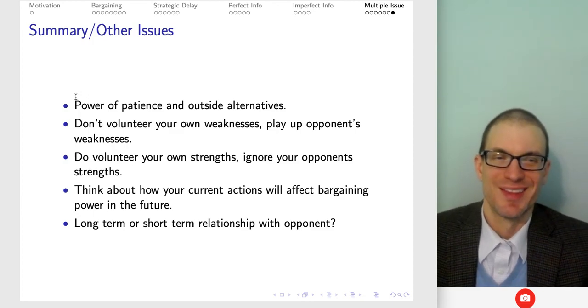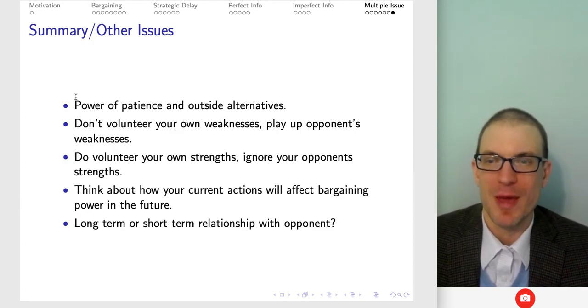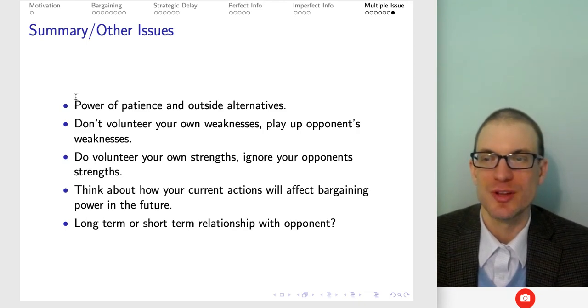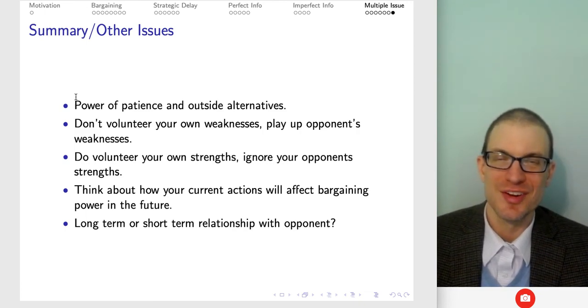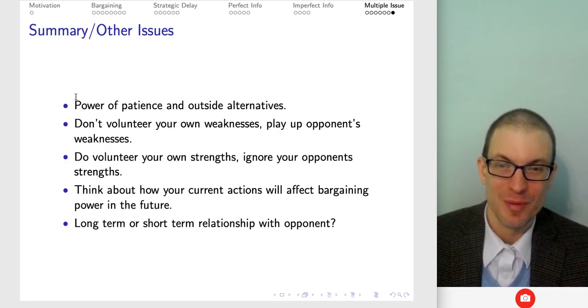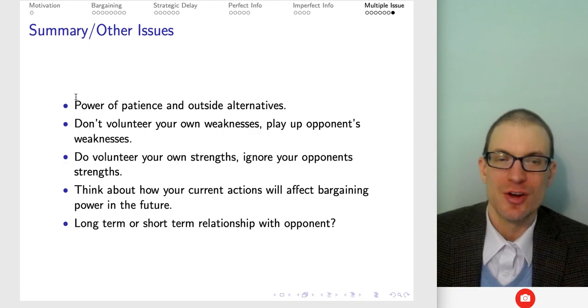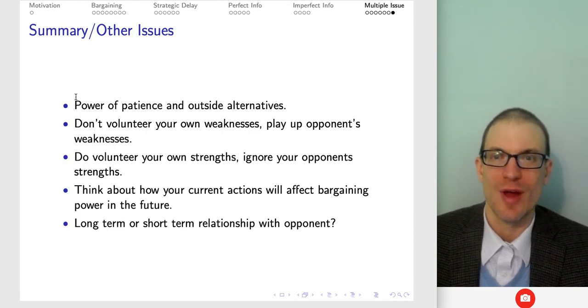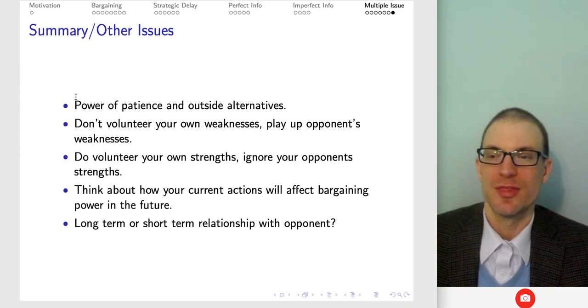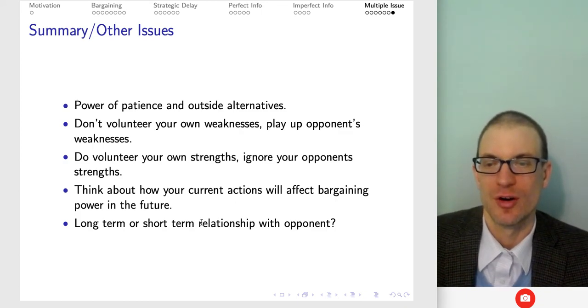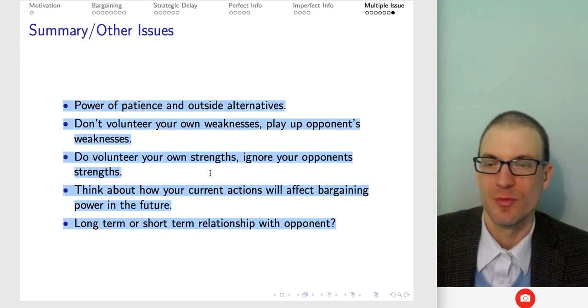The other things we want to say here: there's a power of patience and your outside alternatives. Definitely don't volunteer your own weaknesses. Definitely play up your opponent's weaknesses. Definitely do volunteer your own strengths and ignore your opponent's strengths, at least as regards actually negotiating. Think about how your current actions affect future bargaining power, especially if you have a repeated interaction with the same vendor. And then think about the context: do you have a long or short-term relationship with this opponent? And then what's the value for the future?